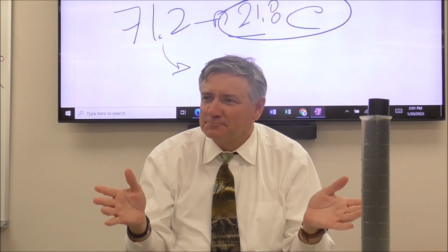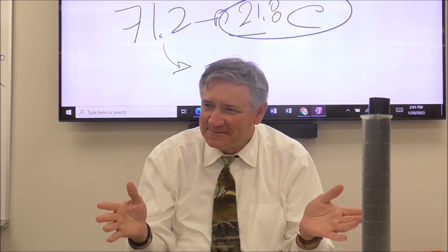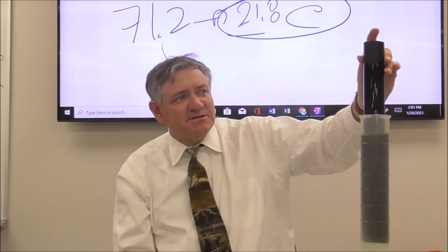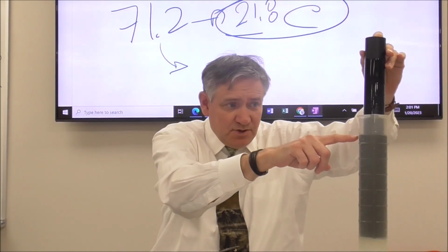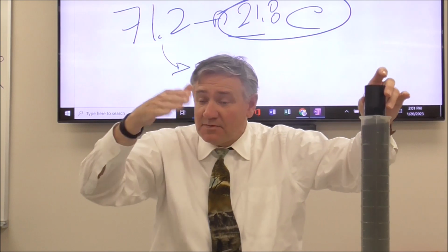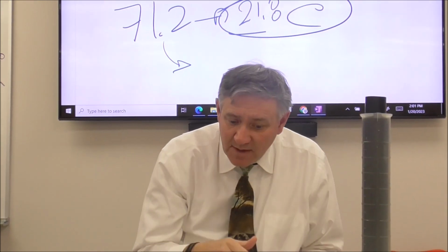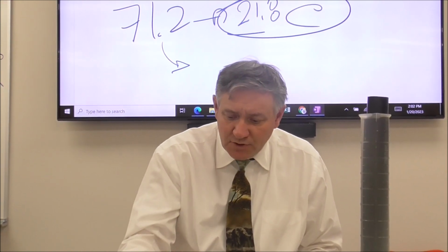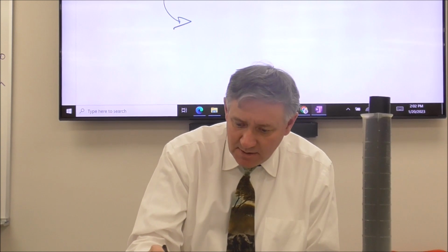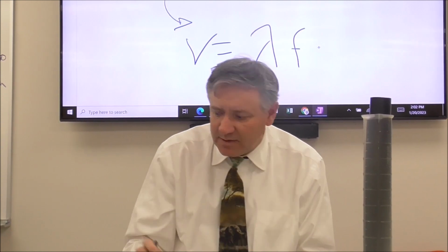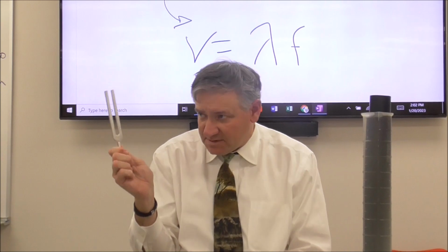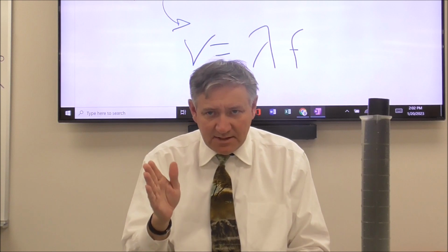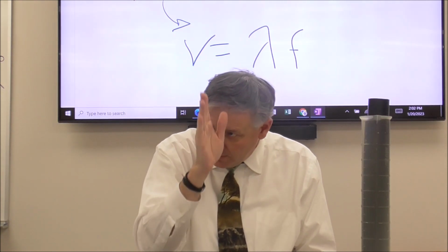Then you're going to measure the length from the top of the tube to the top of the water. That's going to be 1/4 of the wavelength. Then once you get that, you're going to calculate the speed of sound using v equals lambda times the frequency. You're going to know the frequency, whatever that number is, 320, 426.6, whatever that is.